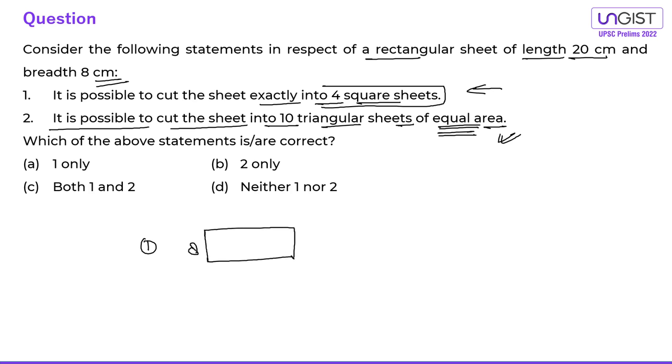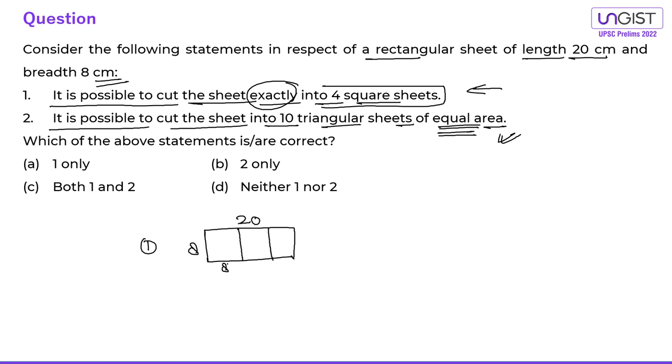So for statement number 1, I'm checking it out. This is 8 and this is 20. They are saying it is possible to cut the sheet exactly. Exactly means what? No piece of sheet is left out. It has been cut exactly. The complete sheet should be used.